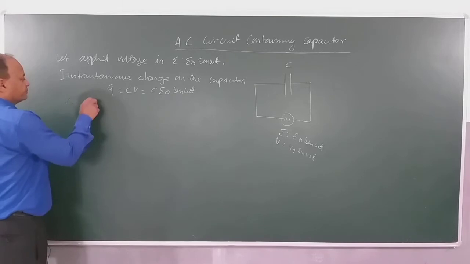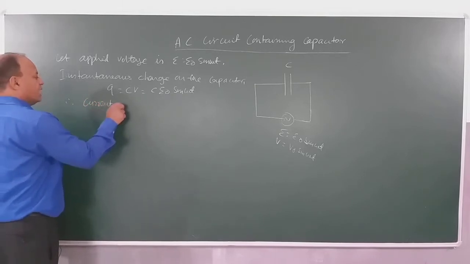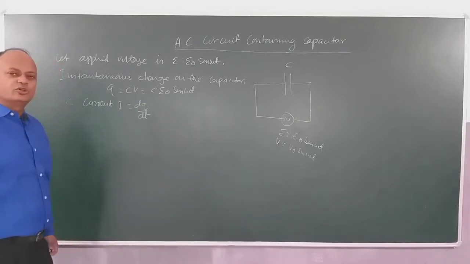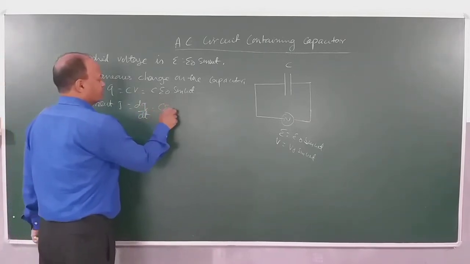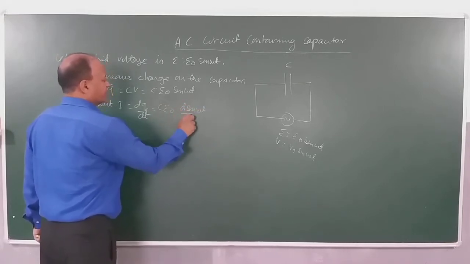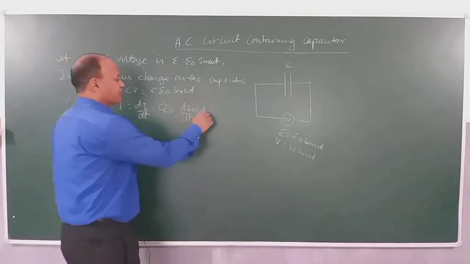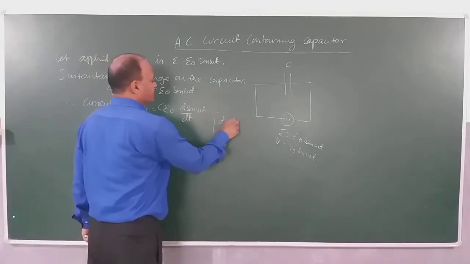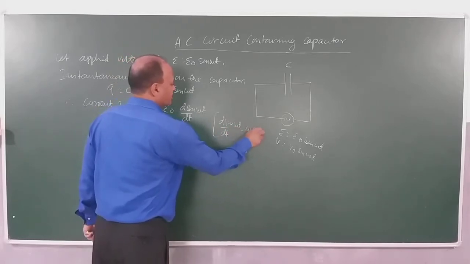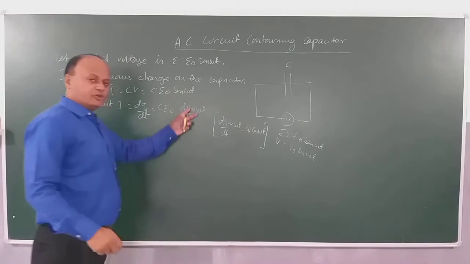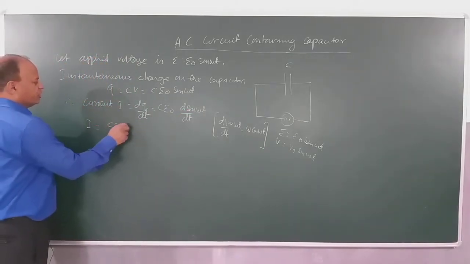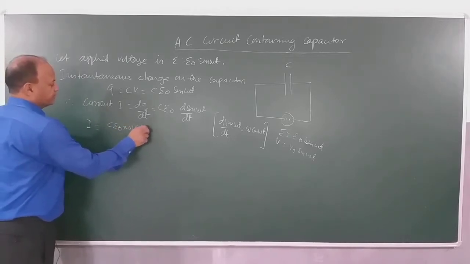Therefore, current I, children, is equal to dq by dt. So, C E naught times the derivative of sin omega t with respect to t. If you are not from maths, you just have to remember that the derivative of sin omega t with respect to t is omega cos omega t. So, using this value, the instantaneous current is I equals C E naught omega cos omega t.